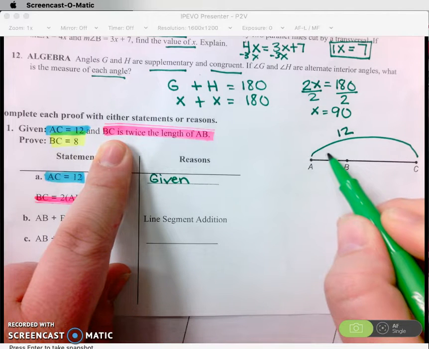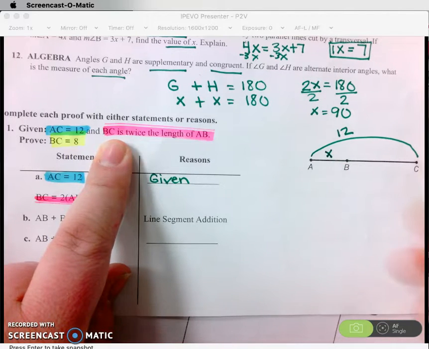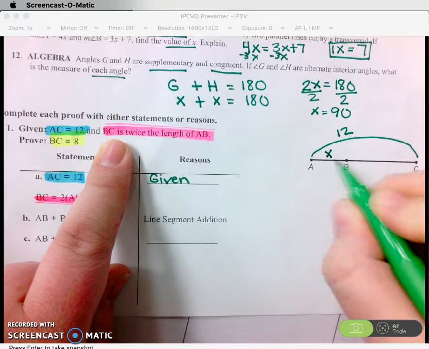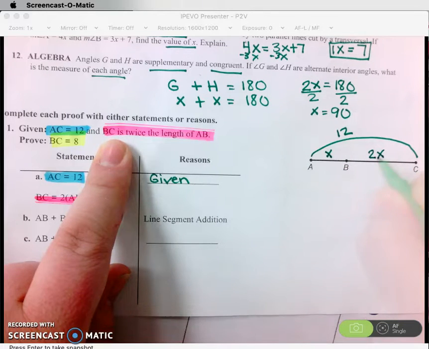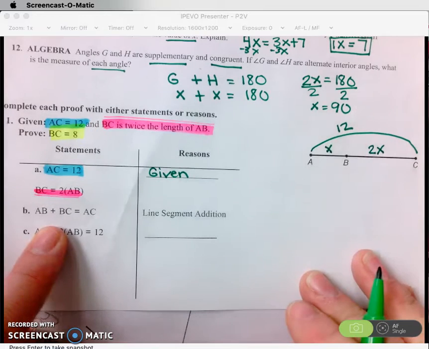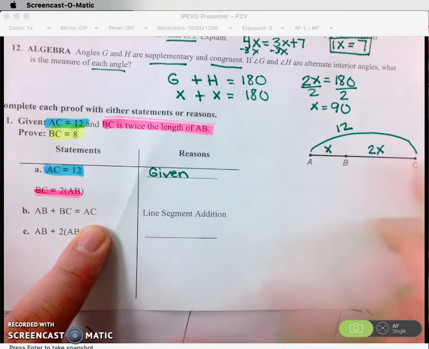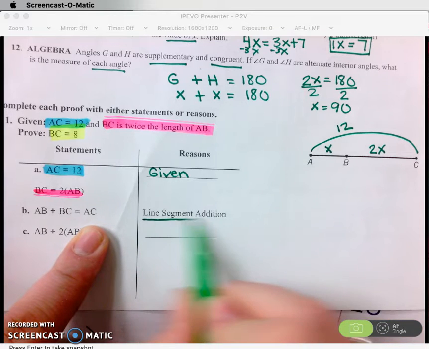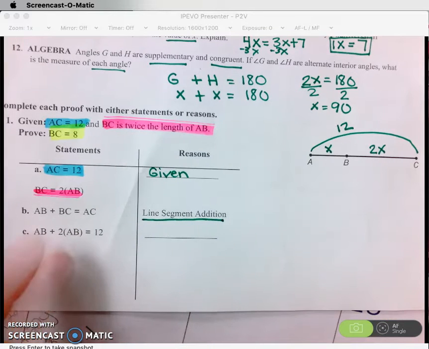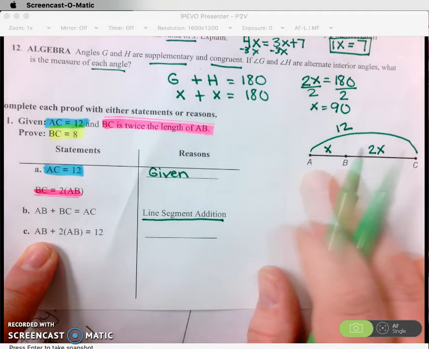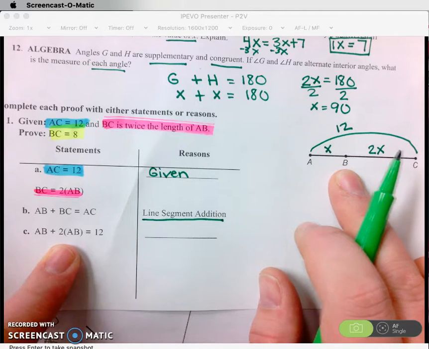Well, these are unknowns, right? So this would be x. And this is twice the length of that, so it's going to be 2x. Okay, AB plus BC, this plus this is going to equal the whole thing. And they give you that reasoning as line segment addition. AB plus 2AB equals 12.